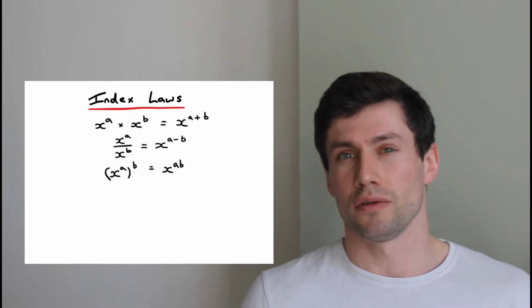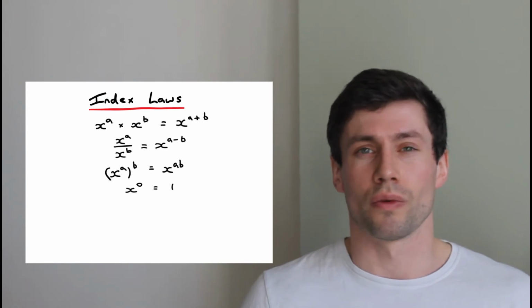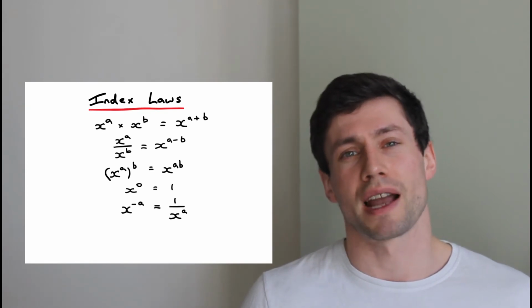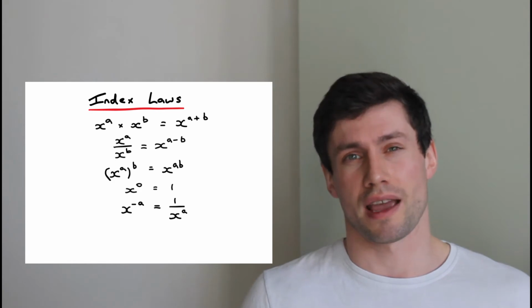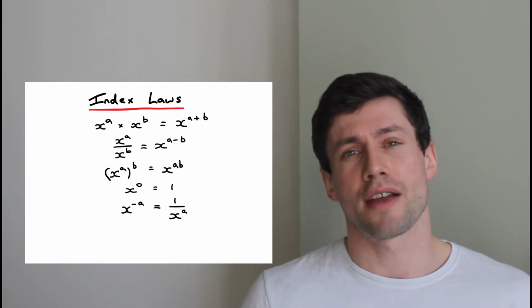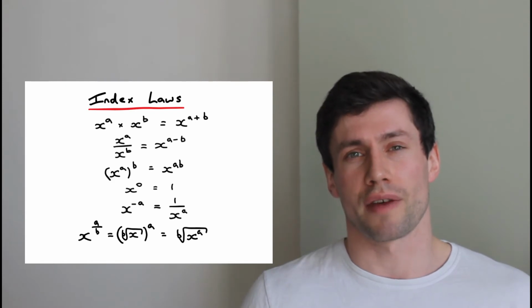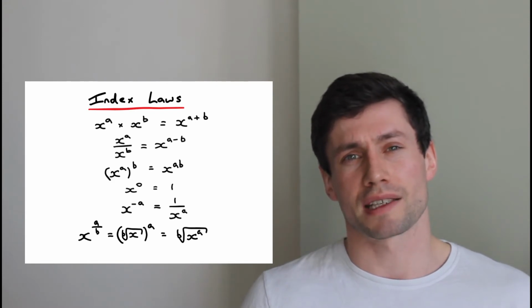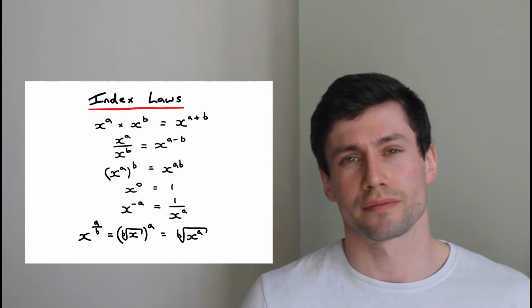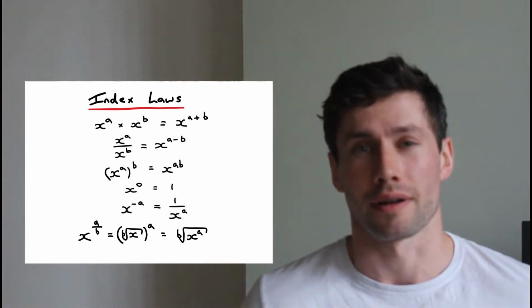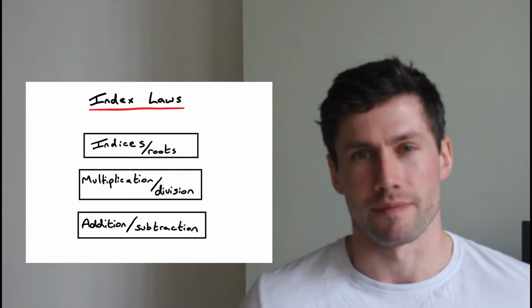X to the power of 0 is always equal to 1, no matter what x is. X to the power of minus a is 1 over x to the a. And x to the a over b is the bth root of x all to the power of a, or the bth root of x to the power of a. Both are true.